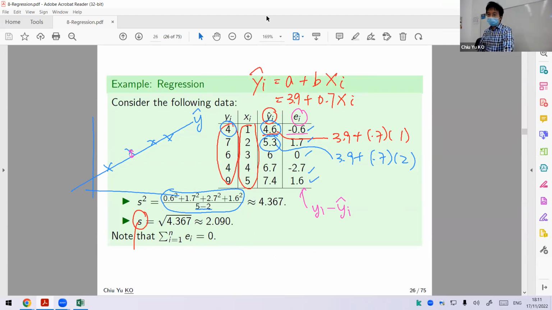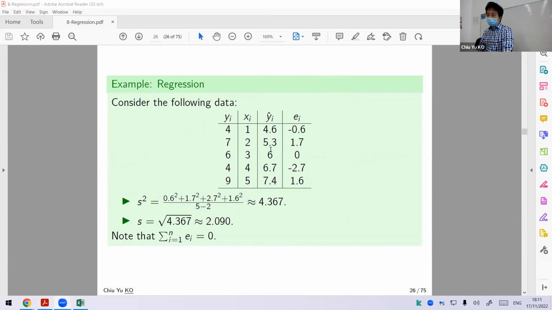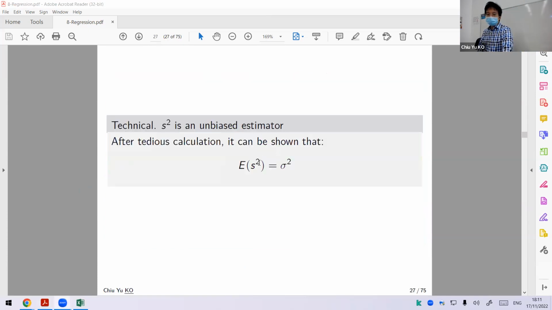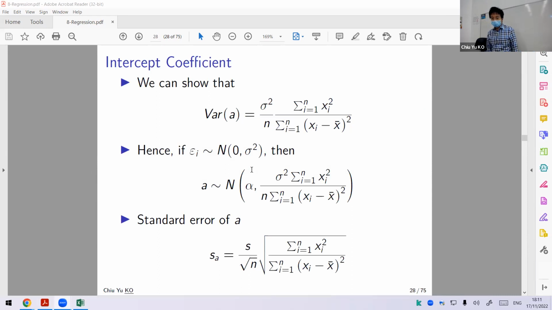This can be shown. We don't do it, but if you do the tedious calculation, it turns out this is exactly what we want: the expected value of S square is sigma square. We're not proving it, it's very tedious to prove, and I'm not going to show it in my slide. I'm not going any further, but I'm going to give you a structure of what we're doing, because it is good to preview it.